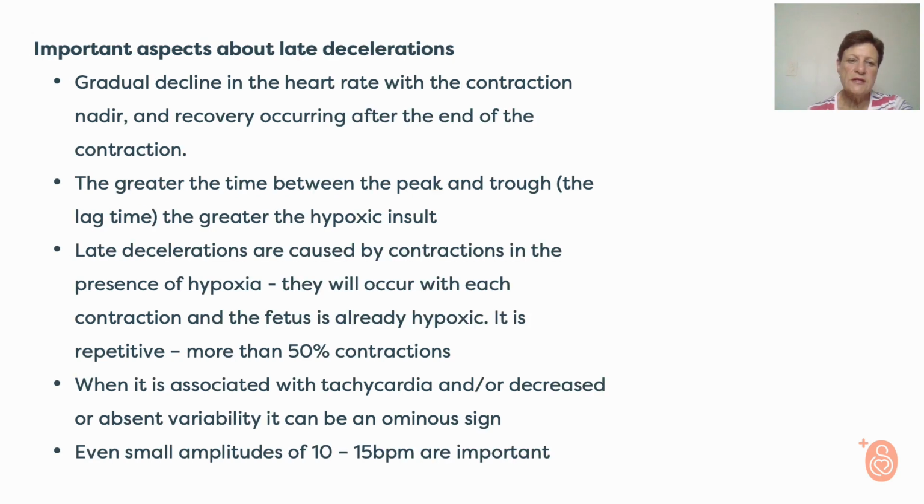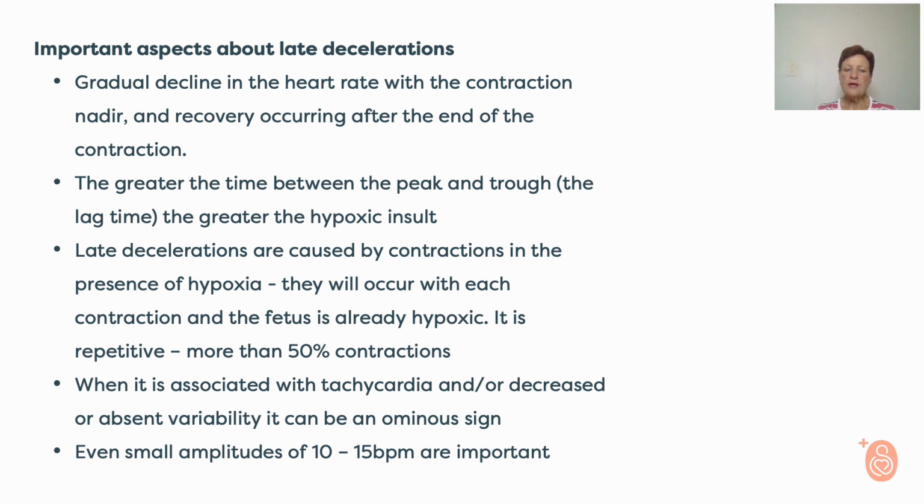Now, some very important aspects about late decelerations. First of all, like we've said, the decline of the fetal heart rate happens with or after the contraction, or the peak of the contraction. And the greater the time between the peak of the contraction and the deceleration, the greater the hypoxic insult. It just shows you that the fetal heart rate takes much longer to recover, and that tells us that there's a big hypoxic insult.